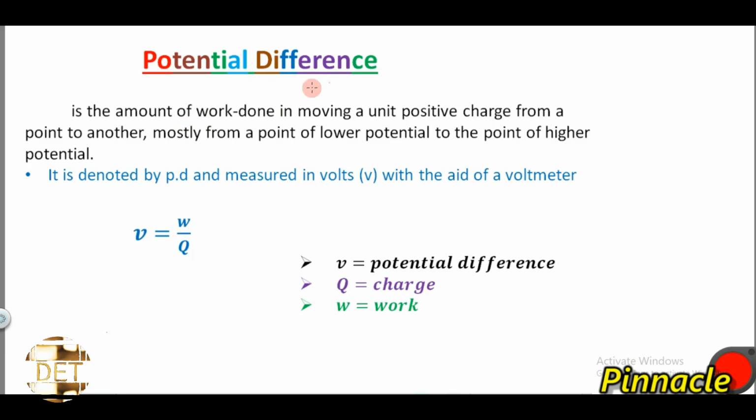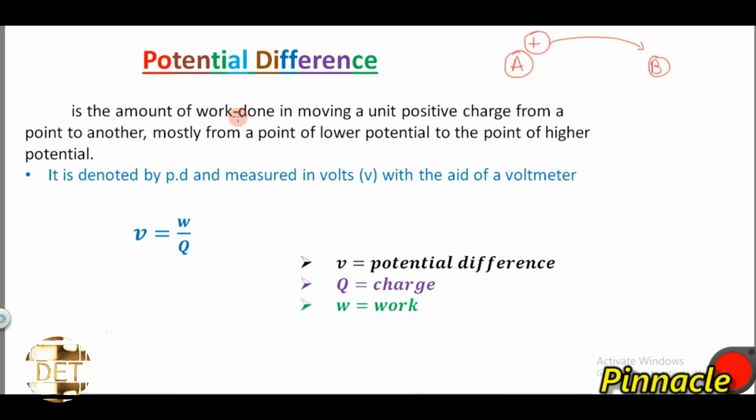So what is potential difference? Potential difference is the amount of work done in moving a unit positive charge from a point to another, mostly from a point of lower potential to a point of higher potential. So what that means is that if, for instance, this is point A and then this is point B, the amount of work done in moving a unit positive charge, this is a positive charge, right? The amount of work done in moving this unit positive charge from this point to point B is what is known as potential difference.